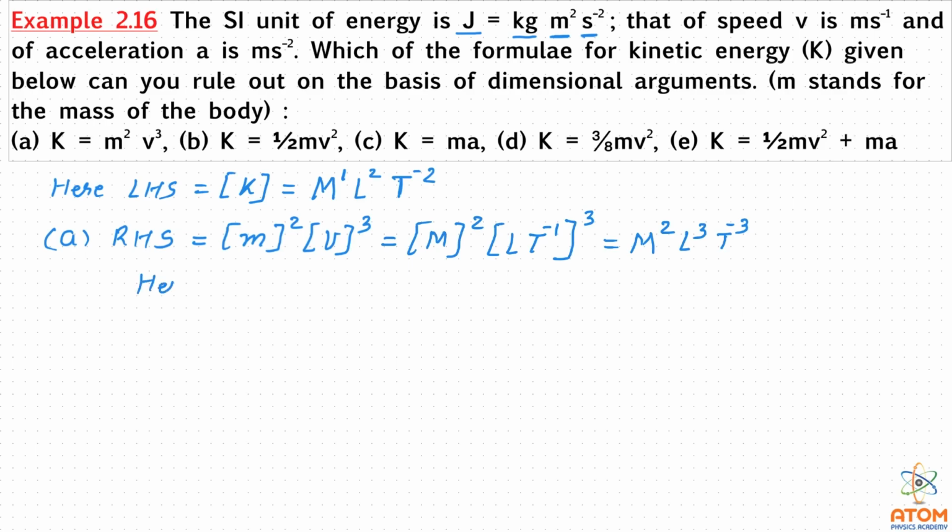Here we can see that left hand side is not equal to right hand side, because the left hand side was M1 L2 T minus 2 and the right hand side is M2 L3 T minus 3, which is not same. Thus this equation is wrong.